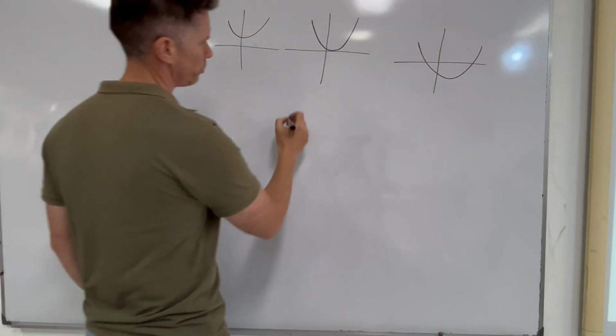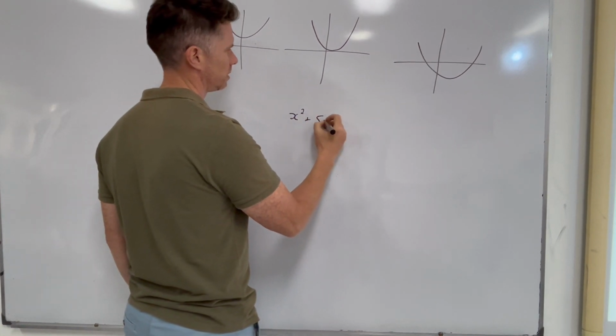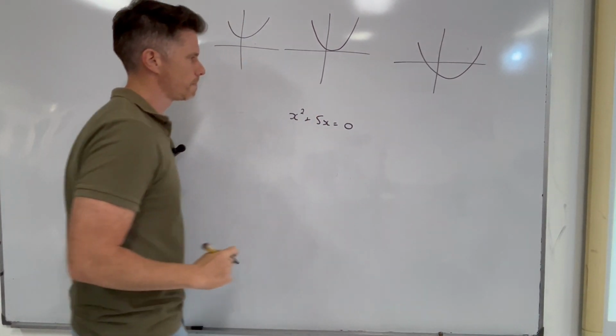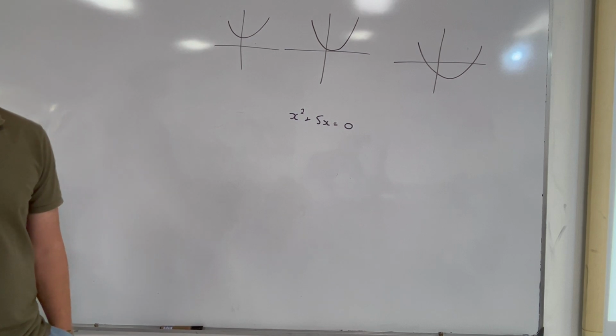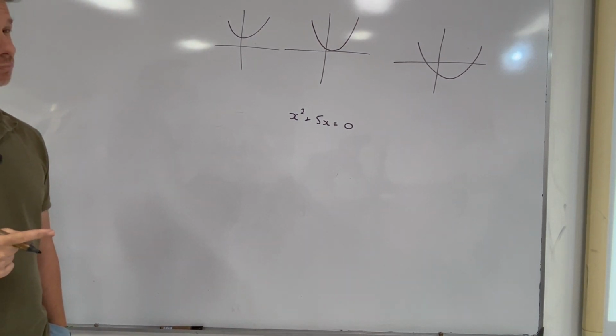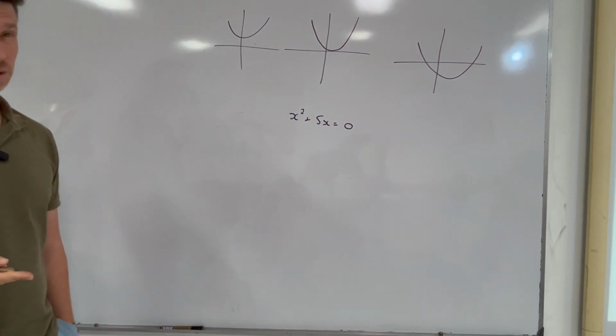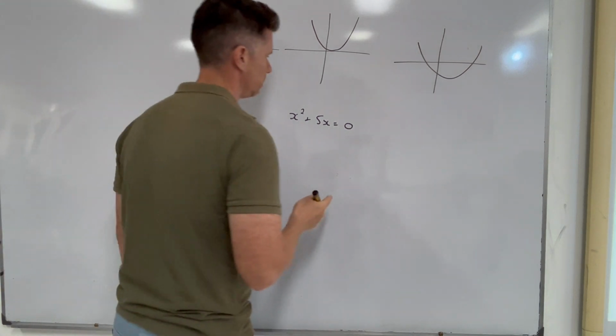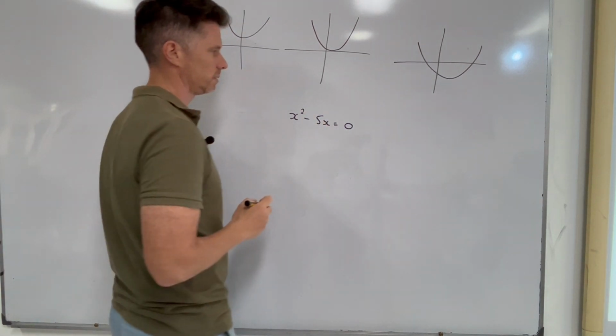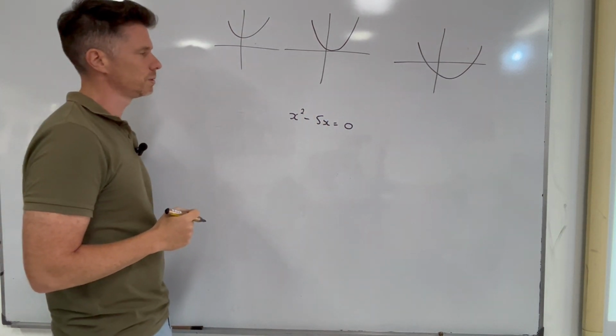So one example of a quadratic equation is something like this. How many solutions does this have? Should probably have 2, yeah? Maybe I'll make this a minus. Minus, this definitely has 2.